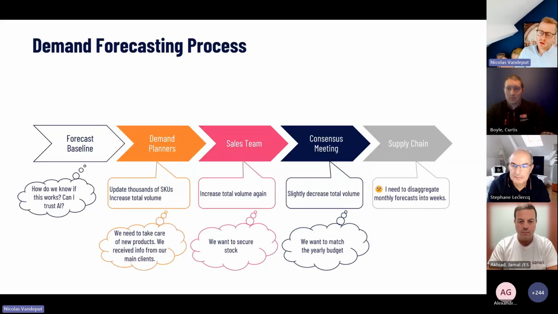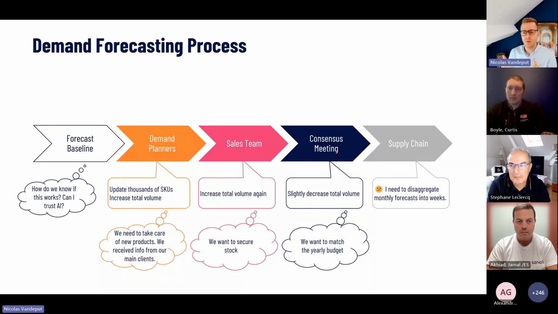So here, as a joke on this slide, you see I said that the supply chain is thinking I need to disaggregate this from monthly forecast to weekly forecast. That's not the topic of the webinar today, but I think it's very important to keep in mind that when you have a demand planning process, it's extremely important that the forecast you generate has been done at the right granularity and horizon level that it can be used by a supply chain.